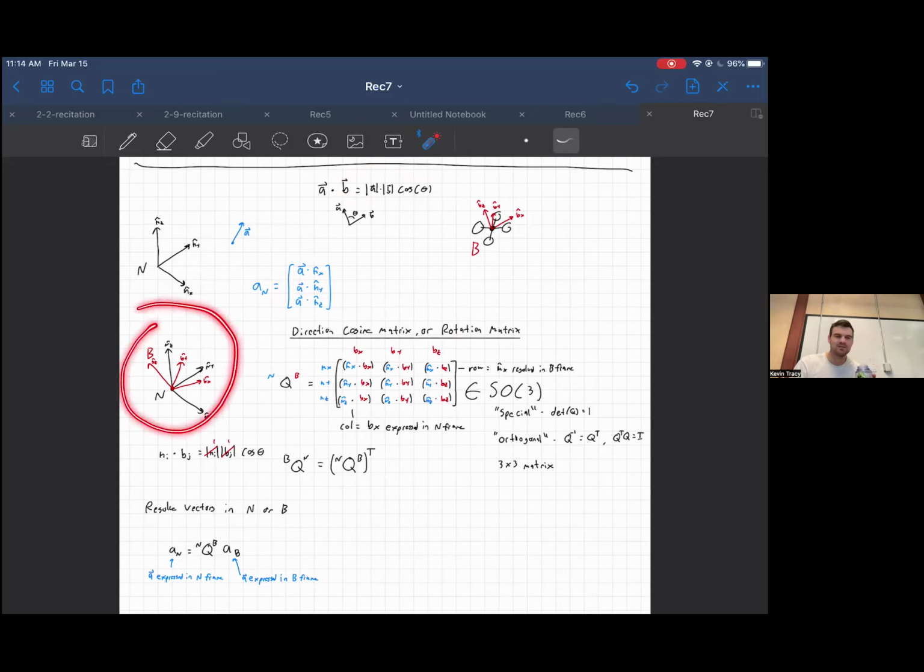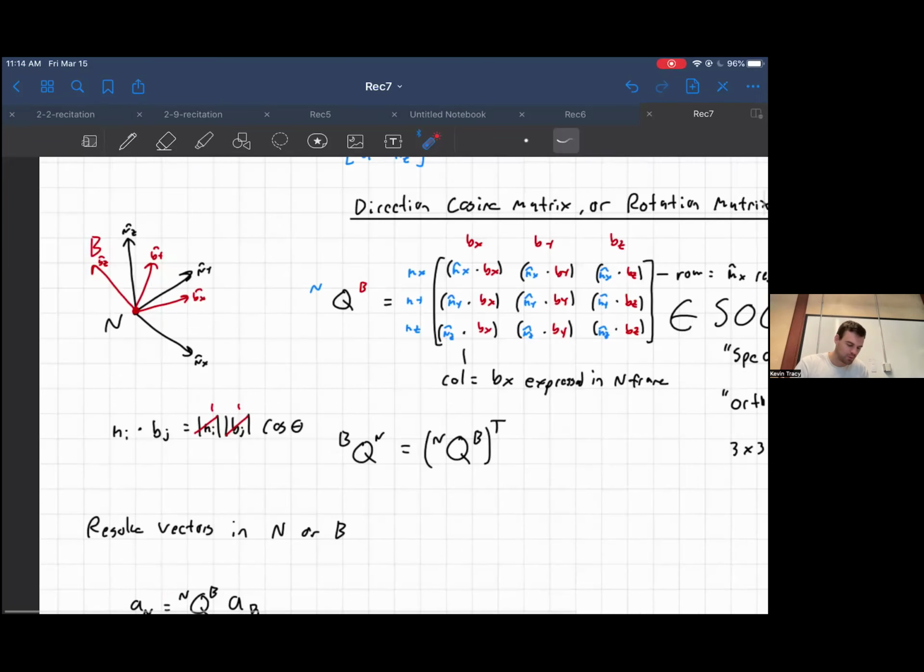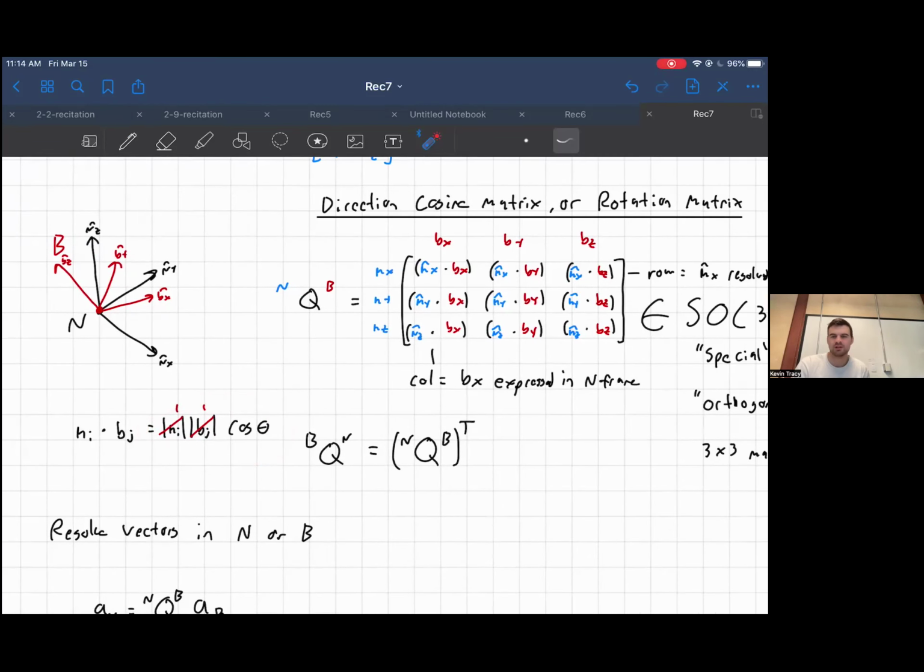So if I have a bunch of n vectors and a bunch of b vectors, my direction cosine matrix really just stores all 9 dot products. And then what's nice about this is that because each of these unit vectors is norm 1, it really is just the cosine. So it's just a bunch of cosines between all these angles. And that tells you everything you have to know about the relative orientation of these two bases.